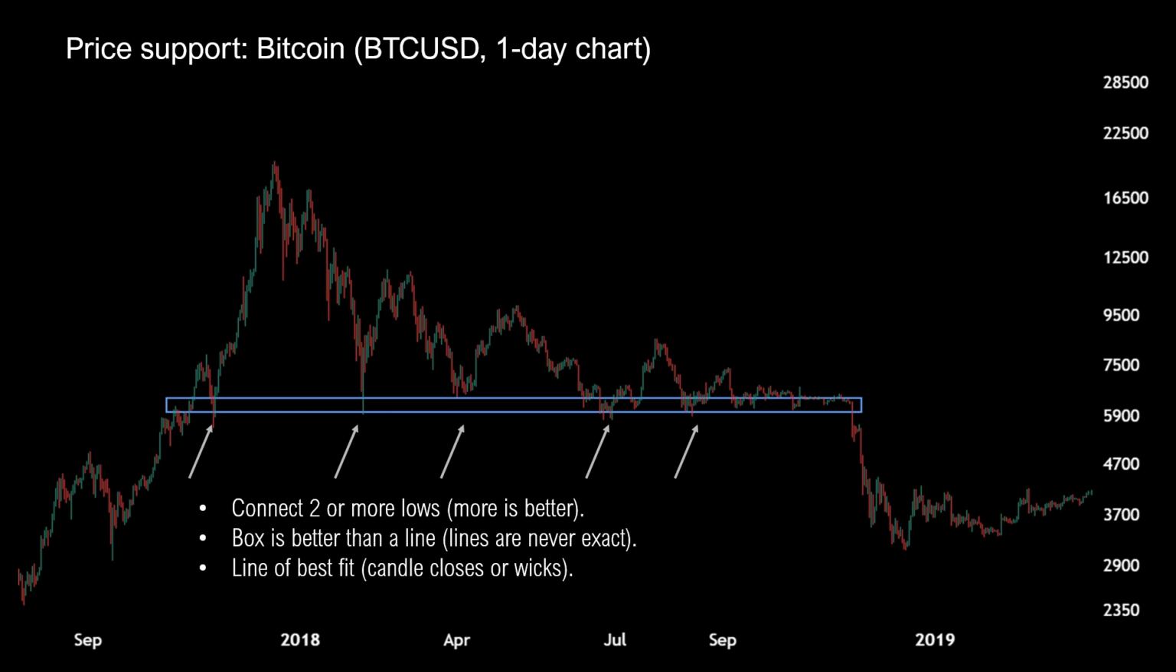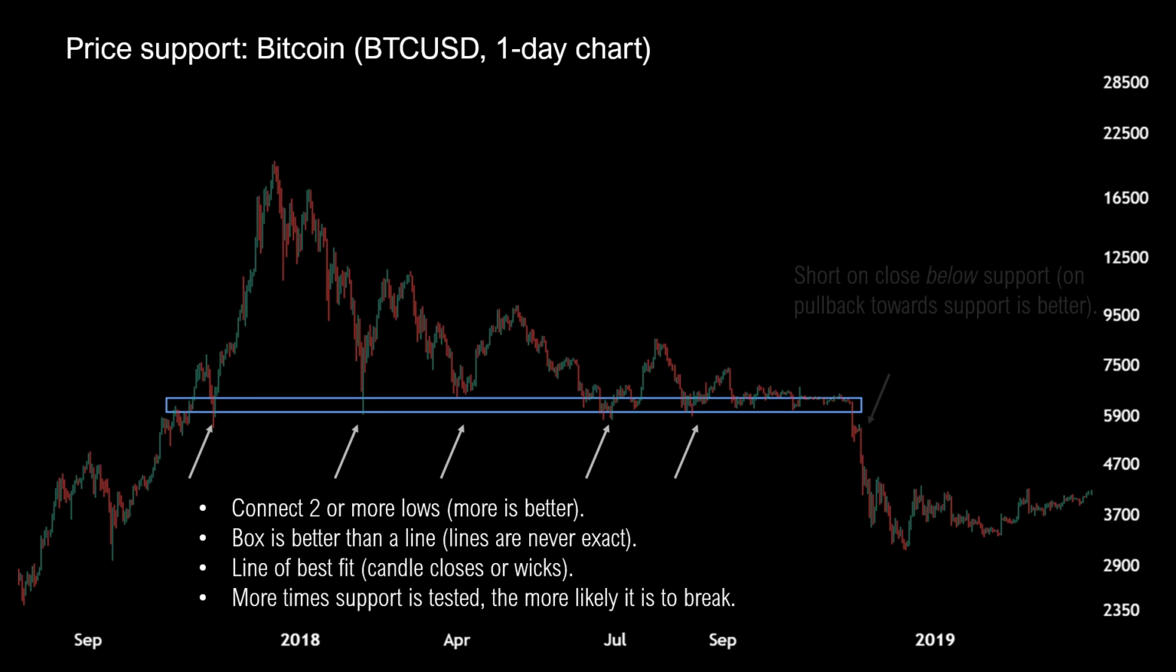And sticking with our trampoline analogy, the more times support is tested, the more likely it is to break. And in this case, Bitcoin's support broke down in a big way in late 2018. On a daily close below that support, or a pullback up towards it, it would have been a good time to short Bitcoin. That's because the support lasted for so long that when it finally broke, there were just no more buyers left to prop up the price.